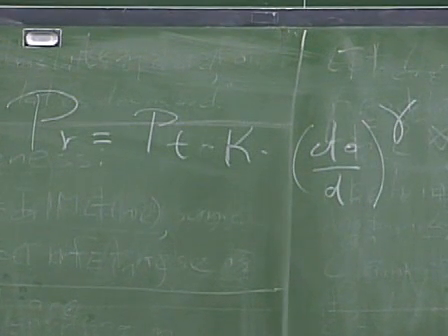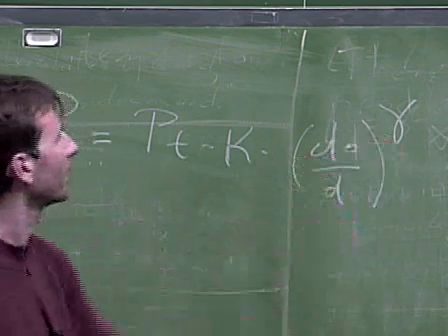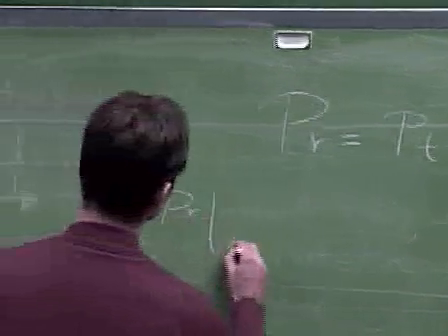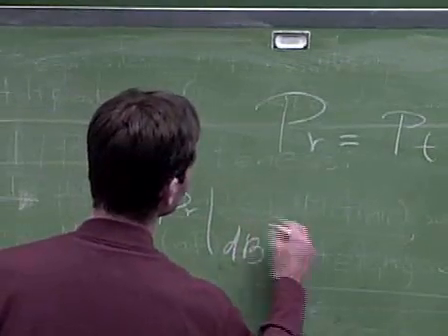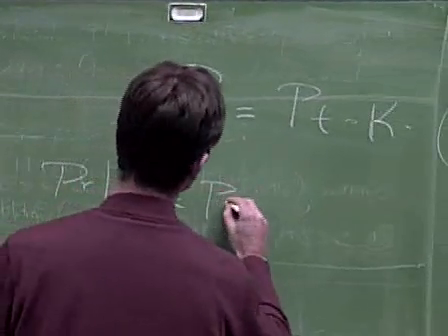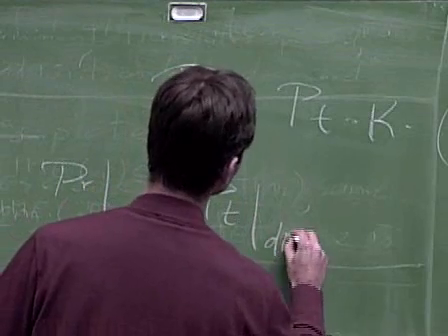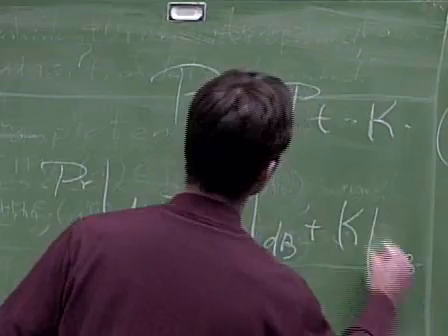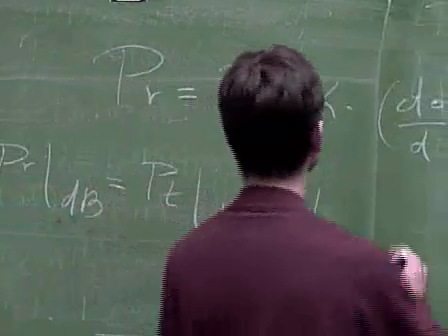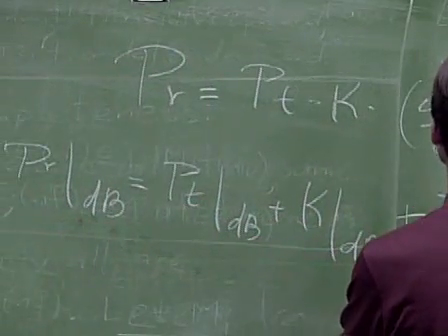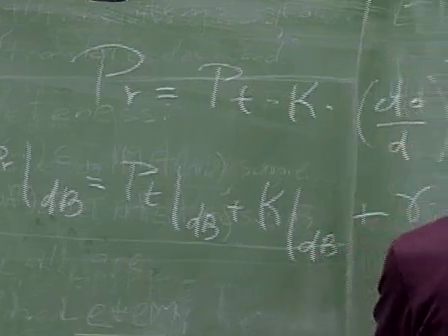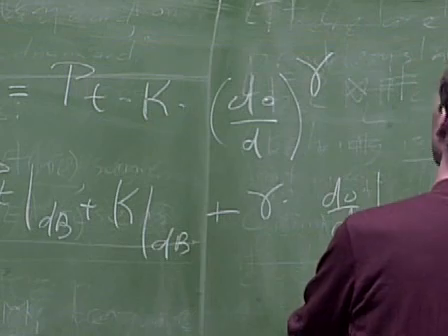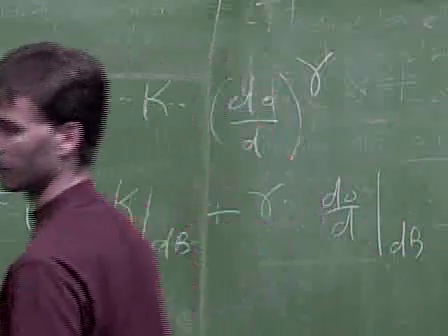So it's Pt times K times D0 over D to the gamma. So in dB, right, this is PR in dB is equal to Pt in dB plus K in dB, right? Products become summations in dB, plus gamma times log of D0 over D. Remember that when you take a logarithm, the exponent comes down.